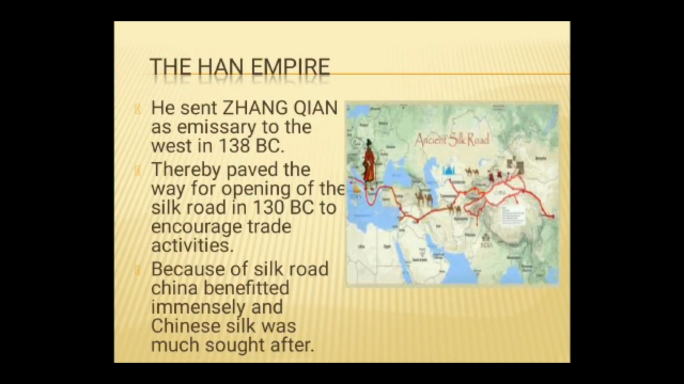He sent Zhang Qian as emissary to the West in 138 BC, thereby paving the way for the opening of the Silk Road in 130 BC to encourage trade activities. Because of the Silk Road, China benefited immensely and Chinese silk was much sought after. So in this picture, you can see the ancient Silk Road of the Chinese civilization.